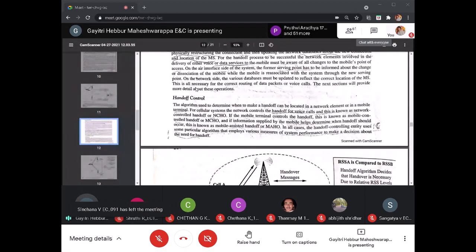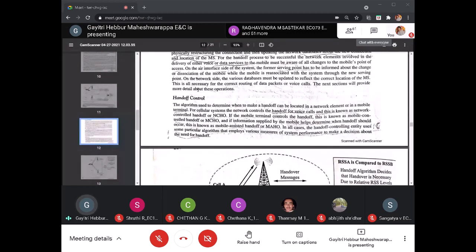Similarly, if the mobile terminal controls the handoff, then the mobile will decide: I am going to some other radio base station, and the other radio base station's power is interfering in this particular coverage area, or the received signal strength from the MBS is reduced. Based on that, the mobile will request the radio base station that handoff has to take place. That is called mobile controlled handoff.